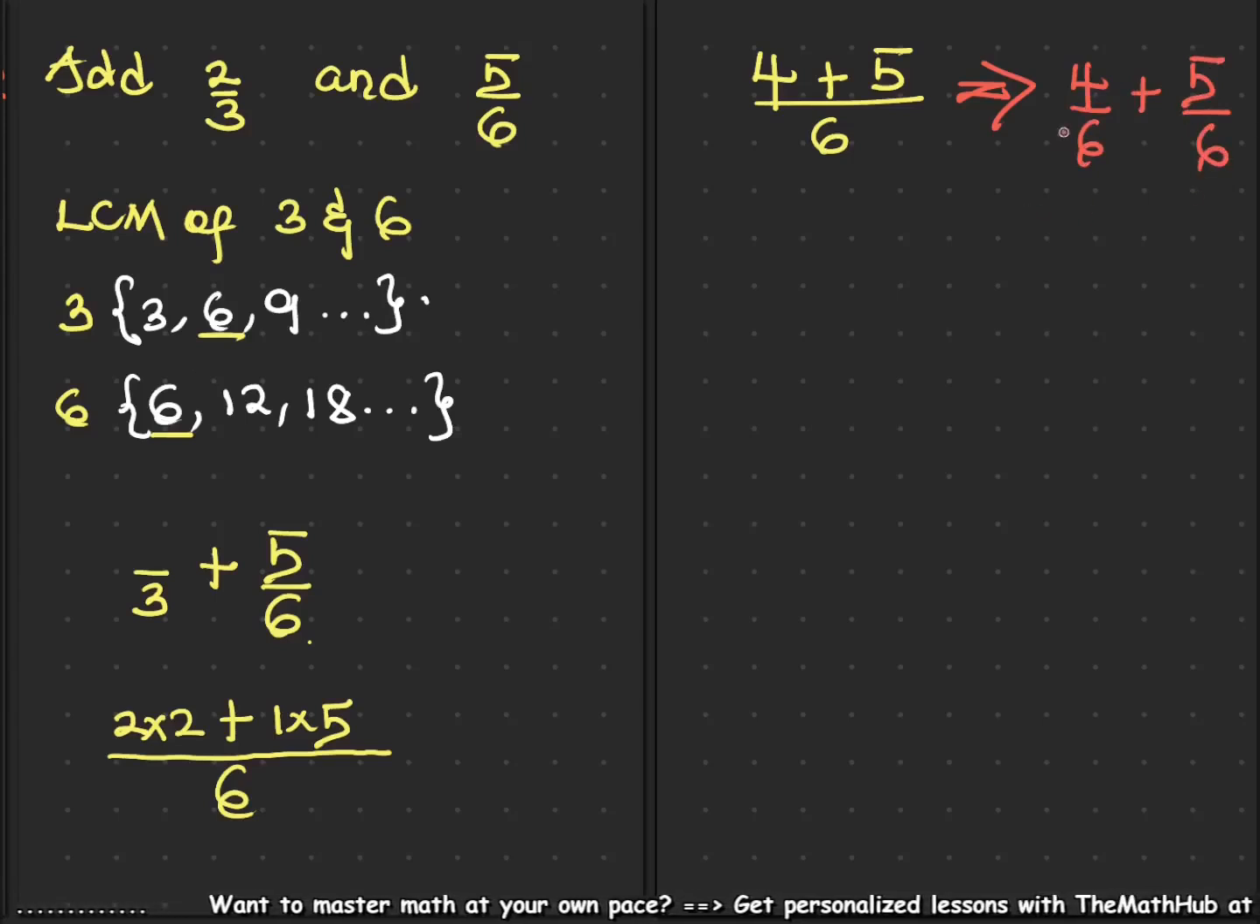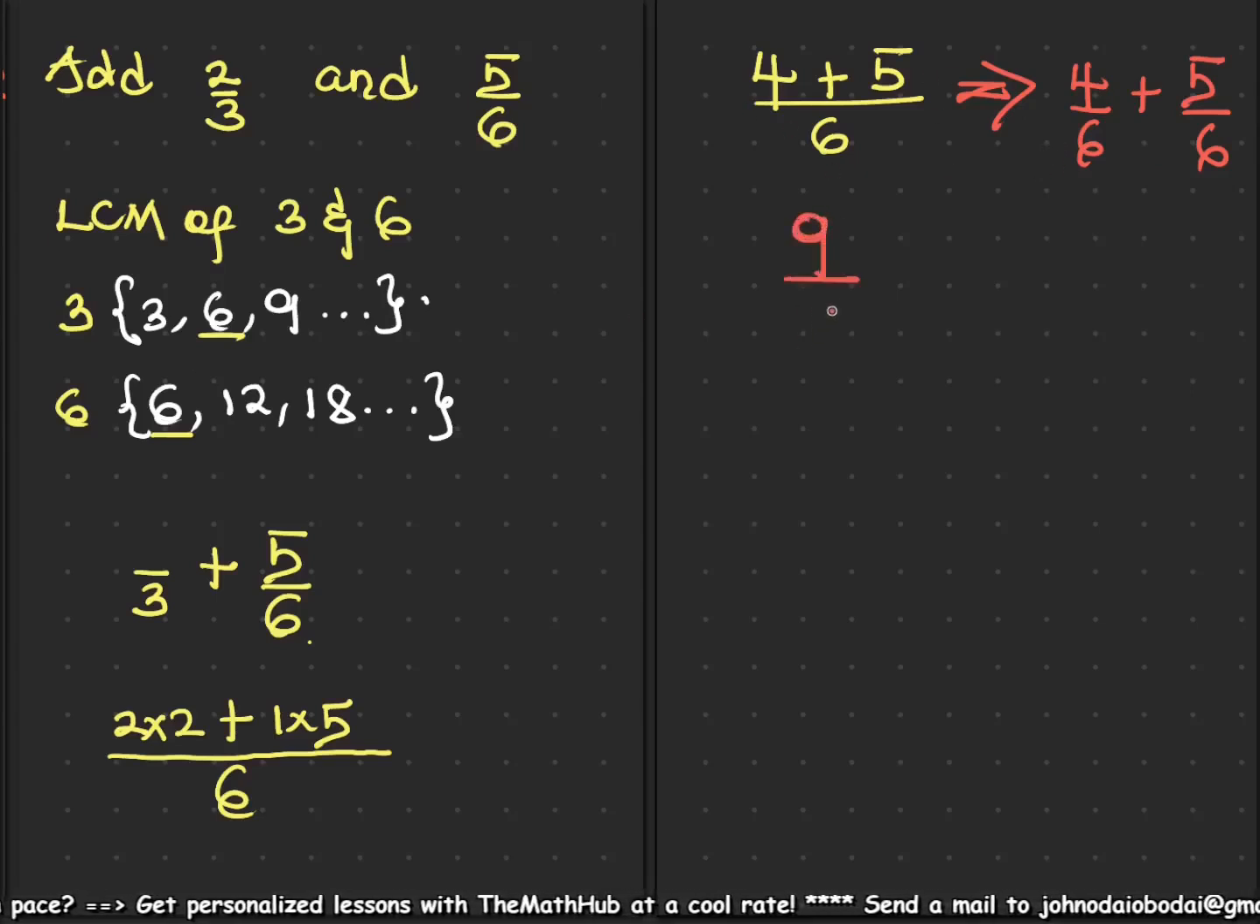Since they both have the 6, that is why we have just chosen to use this line for them both. But this is actually what it means over here. Hence, they have now become like fractions. If we are adding like fractions, we just add the numerators. So 4 plus 5 gives us 9, and then we have our 9 over 6. As simple as that. And that becomes our answer.